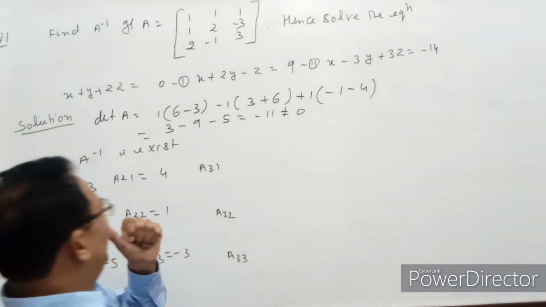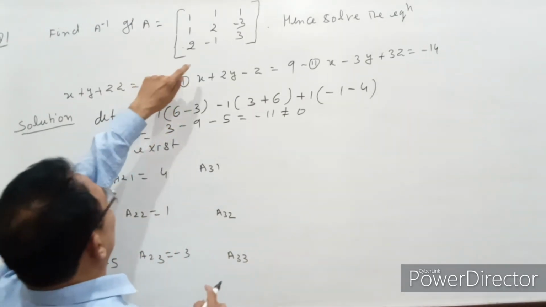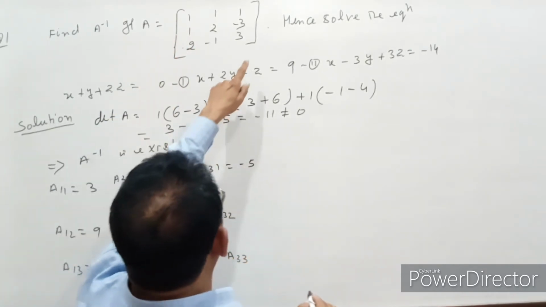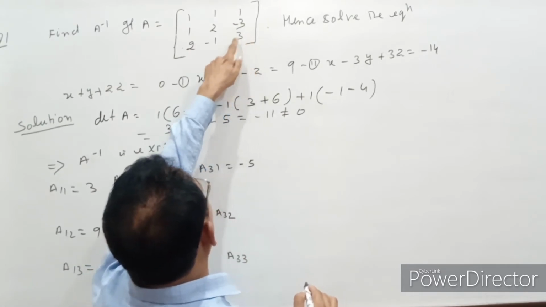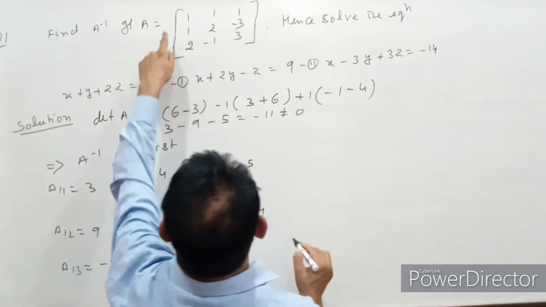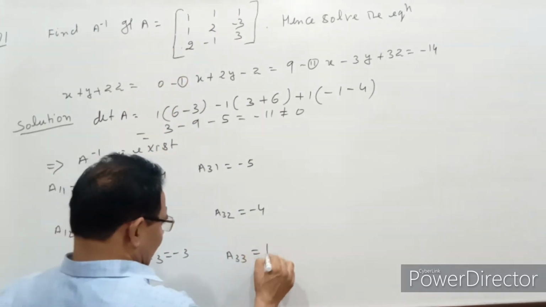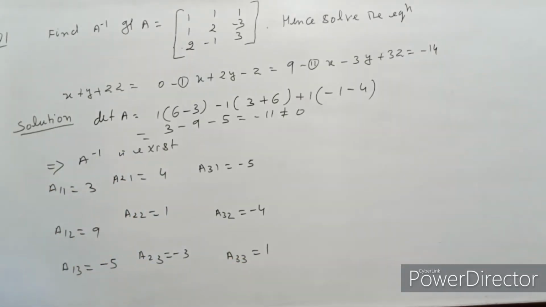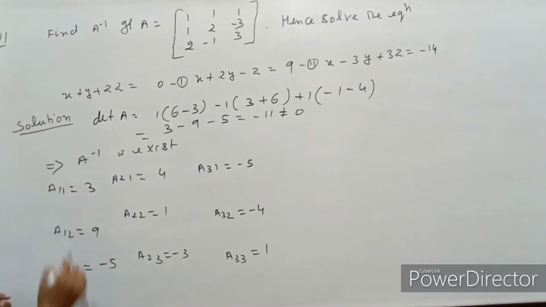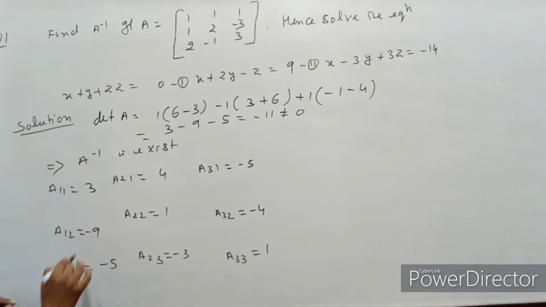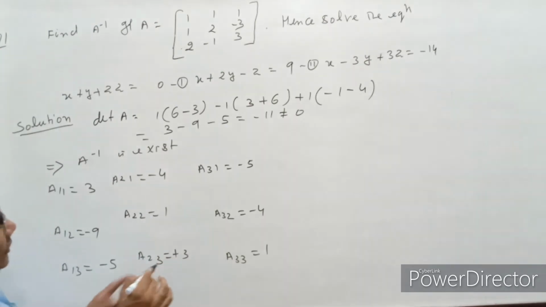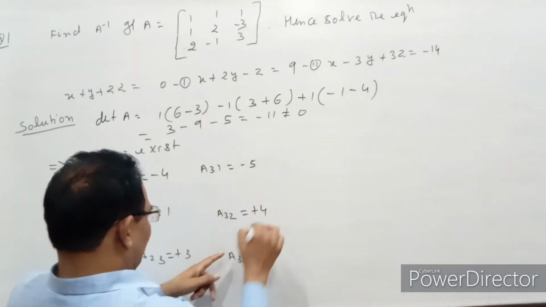Now, the cofactors of the third row, that is 2, minus 3 or minus 2 equal to minus 5, that is minus 3 or minus 1 is equal to minus 4, or 2 minus 1, that is 1. Now, these are the minors. Now we convert these minors into cofactors by changing the sign: no change, change, no change, change, no change, change, and for the third row, no change, change.